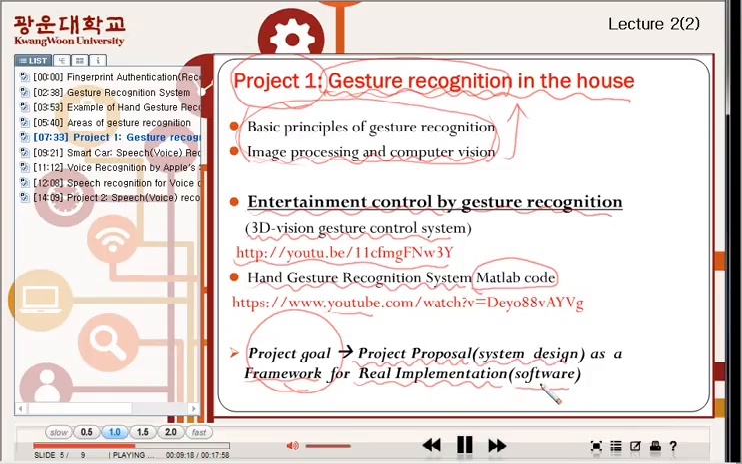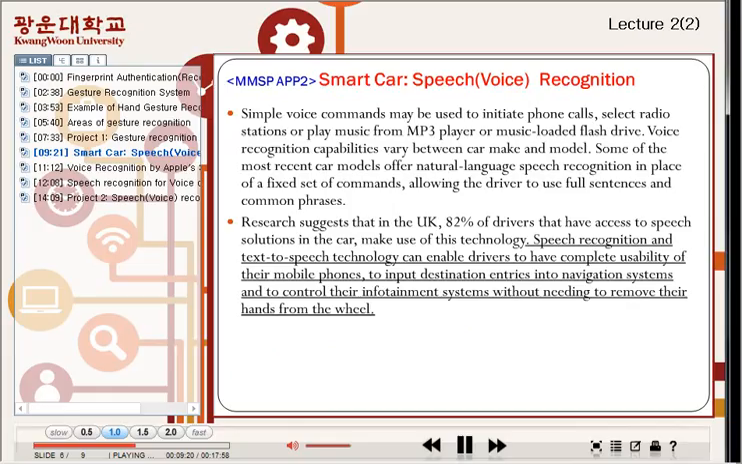In the next slide, I will show you the second application of multimedia signal processing. It's called the smart car.